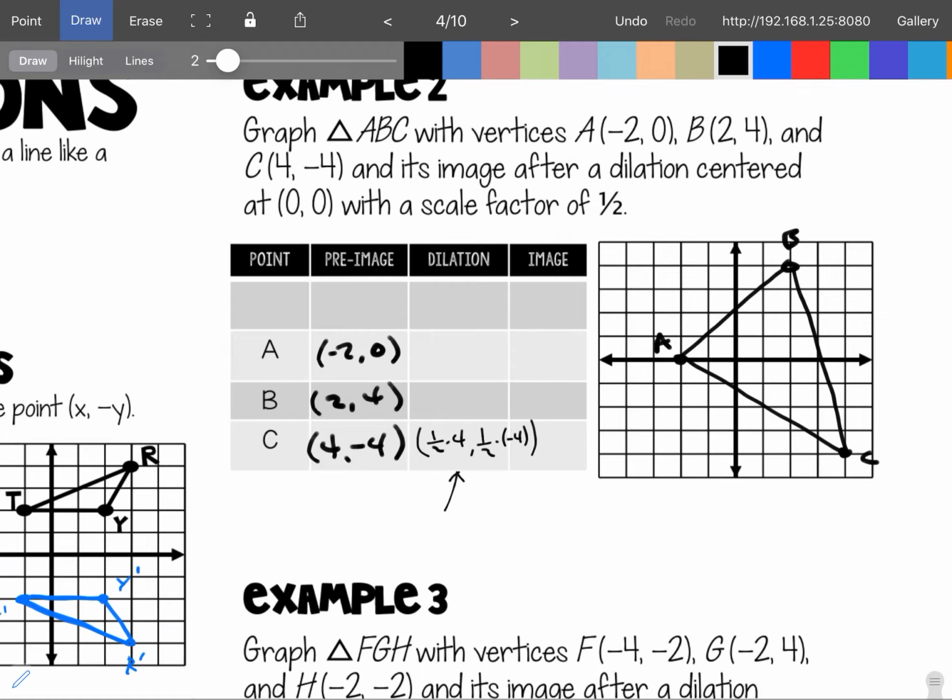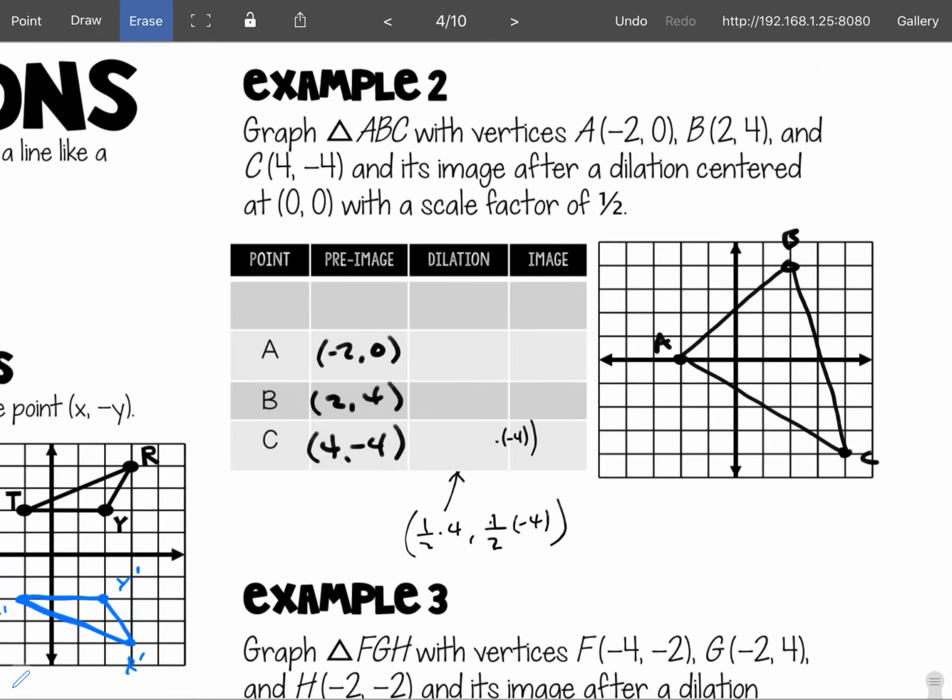Actually, let me move this down here so you can see. So 1/2 times 4, comma, 1/2 times -4. Okay? That's all you got to do. So multiplying by 1/2 is the same thing as dividing by 2. So you're just going to divide all these coordinates by 2, the x coordinates and the y coordinates.